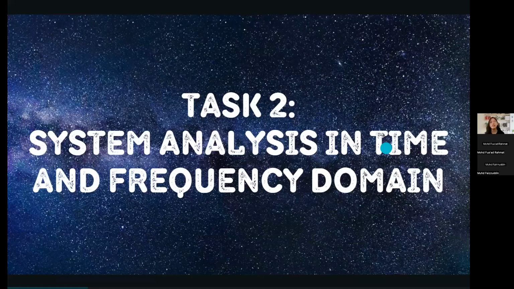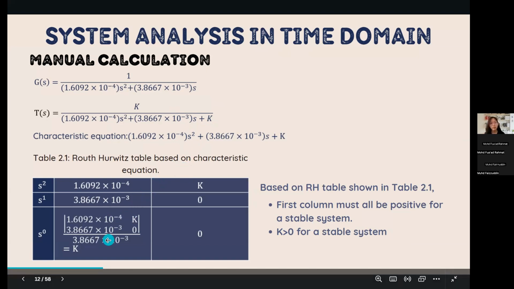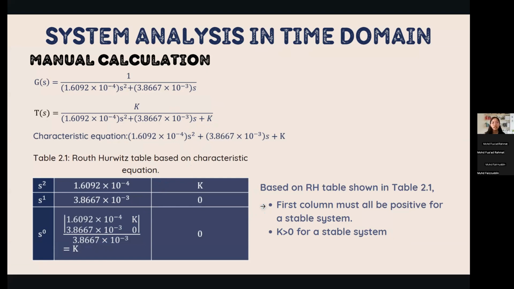This is task 2, which is the system analysis in time and frequency domain. Based on the manual calculation, we can obtain the characteristic equation from the closed loop transfer function, and then we can create the RH table. Based on the concept of the RH table, the first column must all be positive for a stable system. So the third row, which is the K, must be larger than 0 because K must be a positive value. There is no upper limit of the K. That means the K critical is infinity. This means that no matter how much we increase the gain, the system will always be stable.